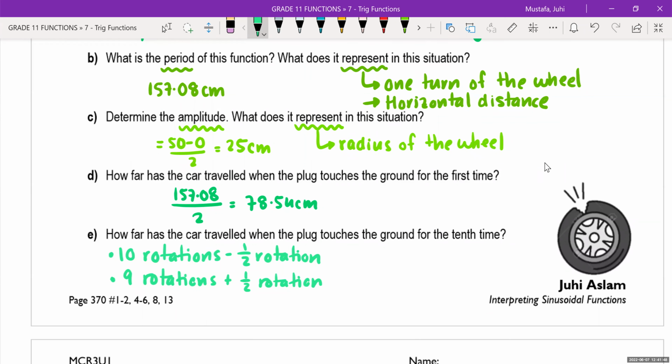So let's say I did the first way. One full rotation is 157.08, so I'd go 157.08 times 10 minus half a rotation, which is what we calculated in question D. So it'd be 78.54. And then we would get 1,492.26 centimeters as our answer. Like I said, this is a thinking question because it's not so straightforward. You can't just multiply either one of those by 10 or 9. You have to add on to it.